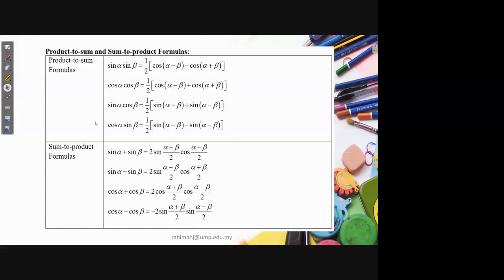Product-to-sum formulas: you don't have to worry. If we ask you these types of questions, normally we give them to you. But bear in mind that we actually have all these formulas to simplify our trigonometric functions.